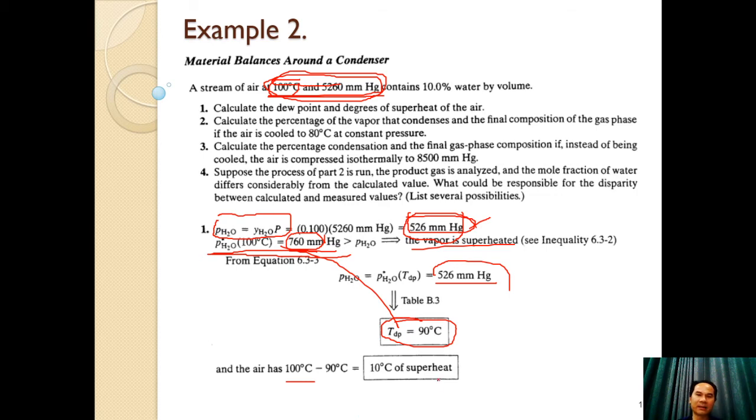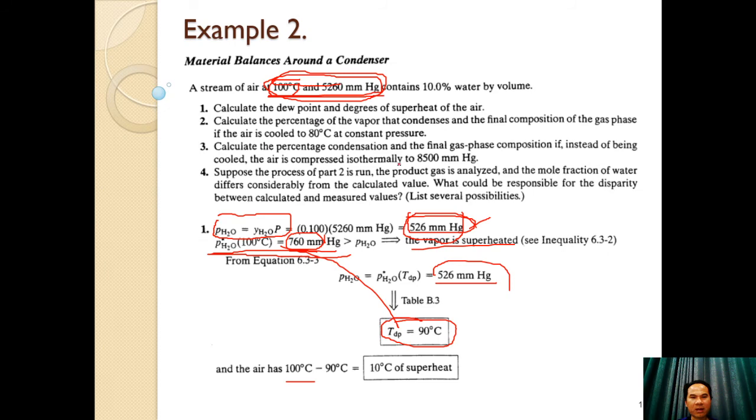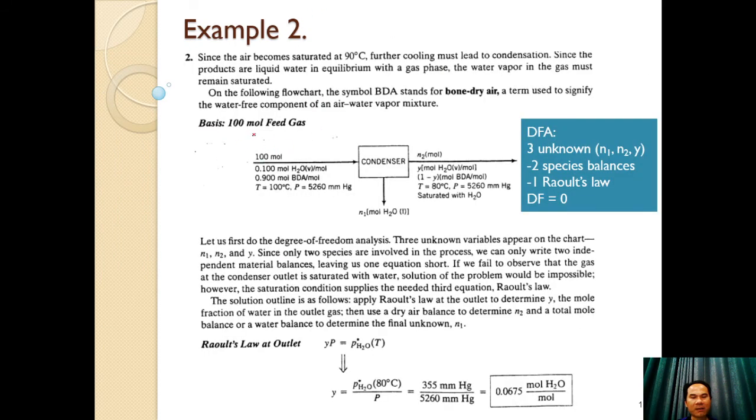And the second, if you cool the temperature from 100 to 80, calculate the percentage of vapor that's condensed and the final composition of the gas phase. First step, we assume 100 moles of air stream. This includes 10% water vapor and 90% dry gas. The condition is 100 degrees Celsius, pressure is 5260 millimeters mercury. And then you condense.